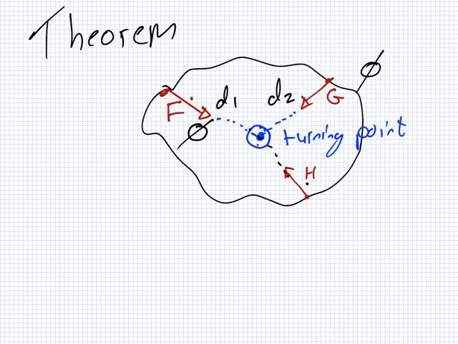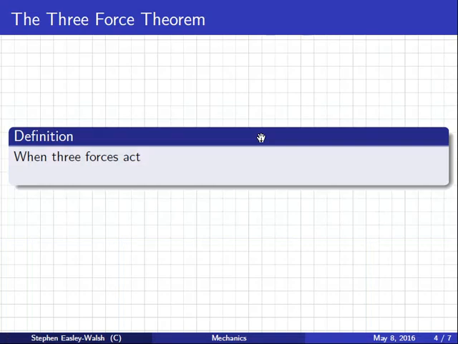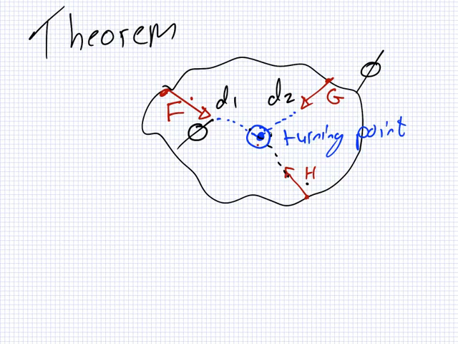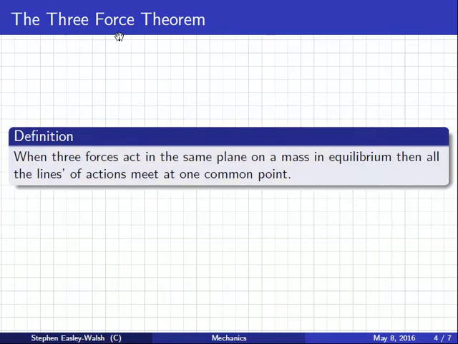So this is the three-force theorem. The three-force theorem says that when three forces act in the same plane on a mass in equilibrium, then all the lines of action meet at one common point. They all must meet at one point. This is the three-force theorem. Please note this.